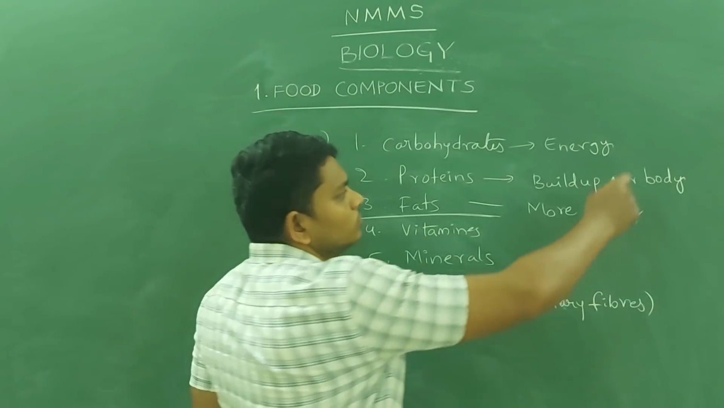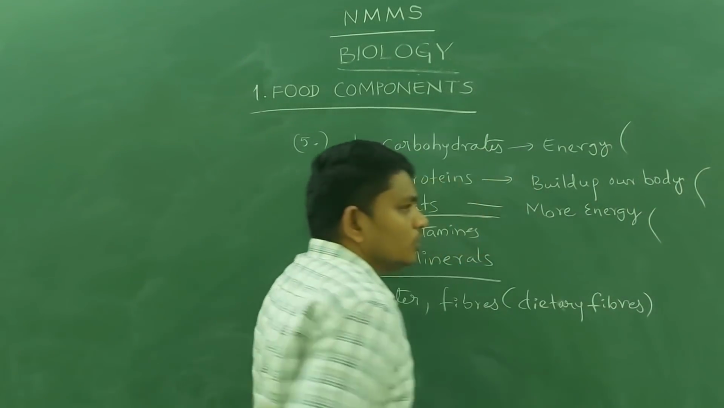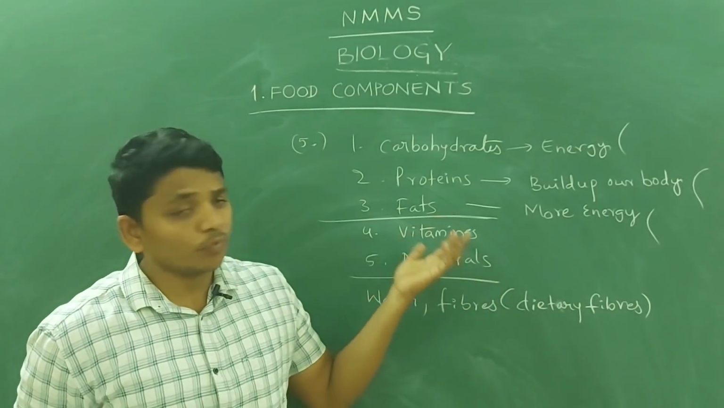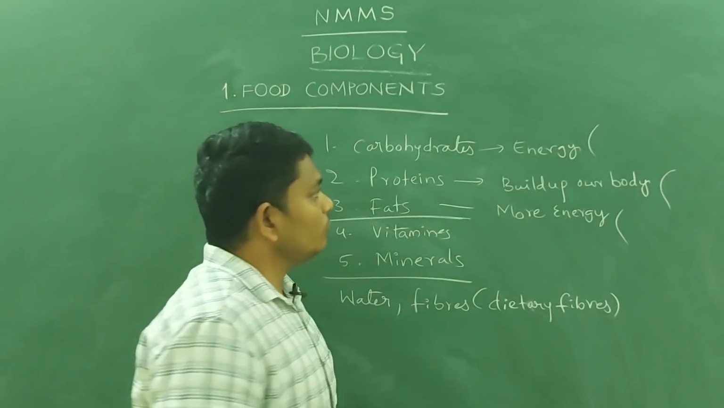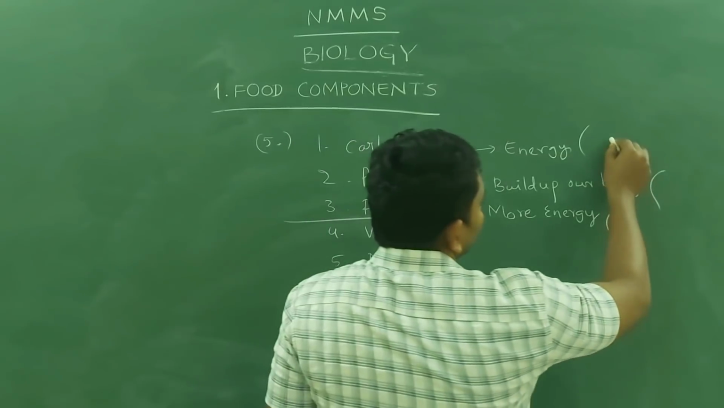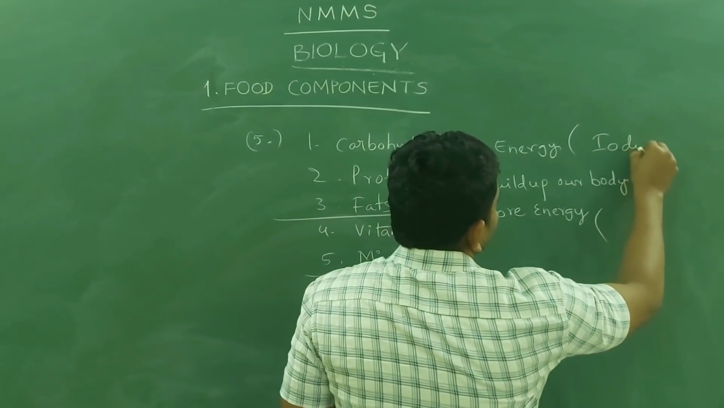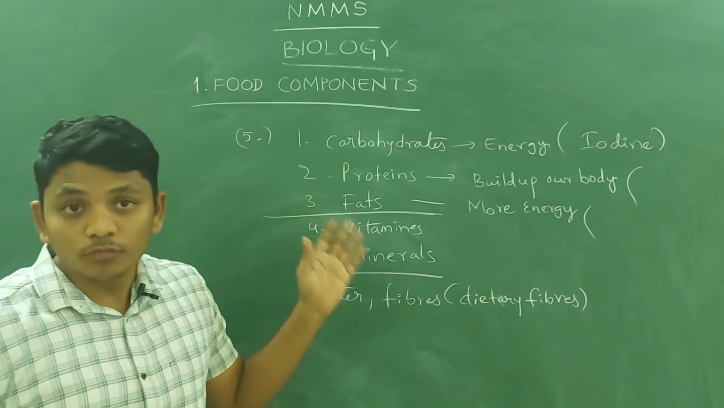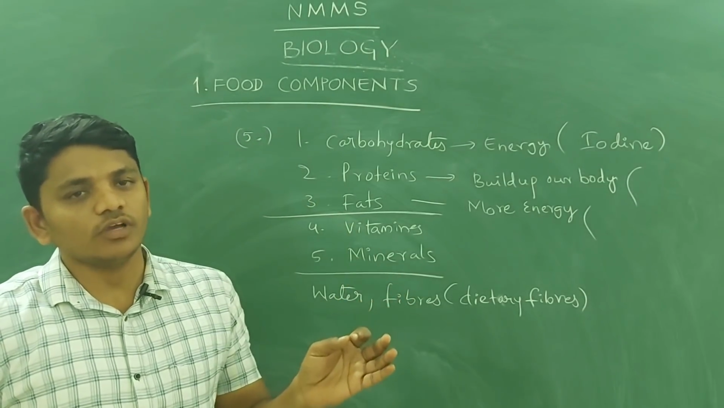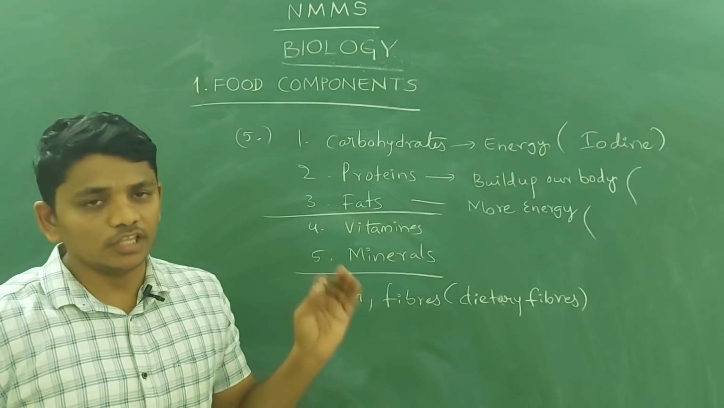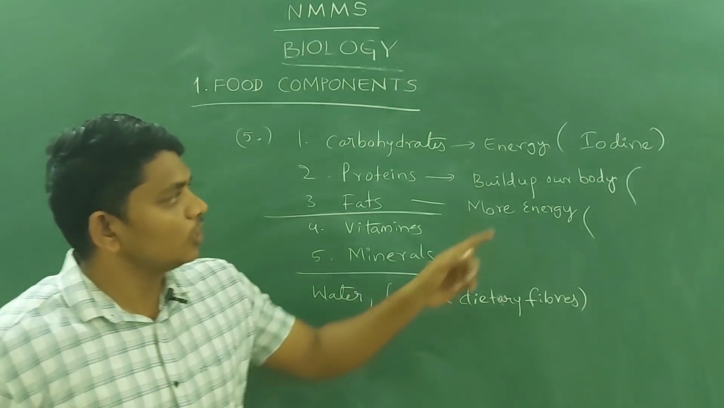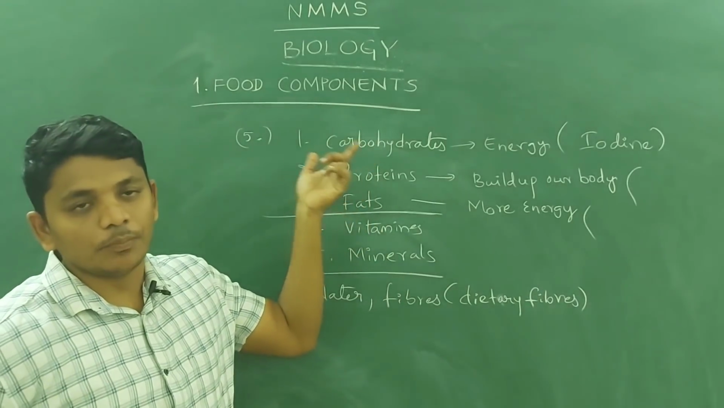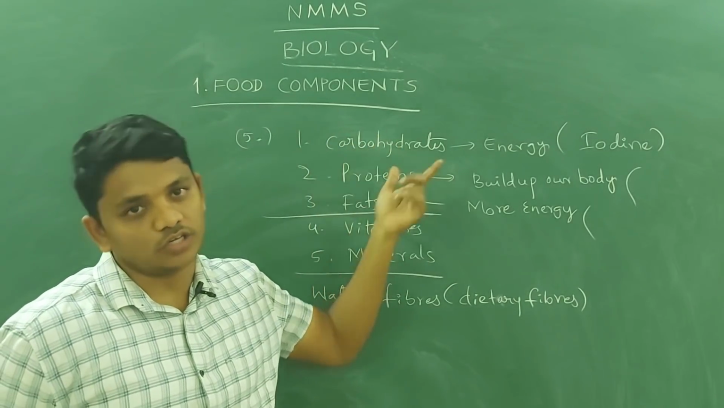If we want to check whether our food has carbohydrates, proteins or fats: to check carbohydrates, we have to use iodine. To check the presence of carbohydrates or starch in the food content, we use iodine. With the help of iodine we can check the presence of carbohydrates or starch.